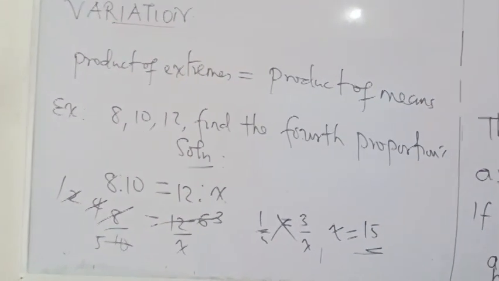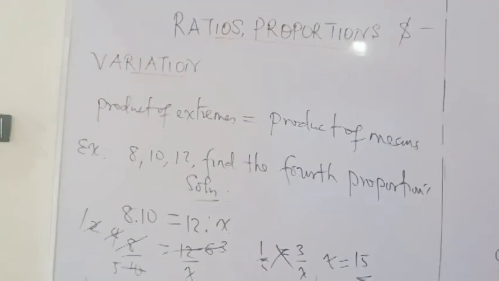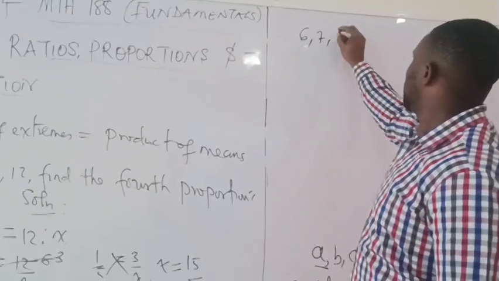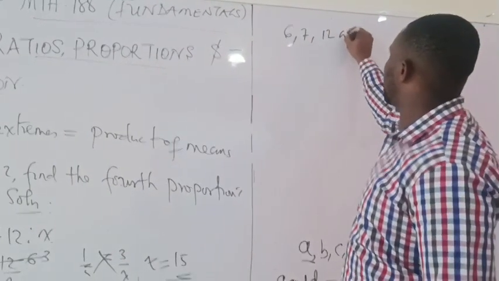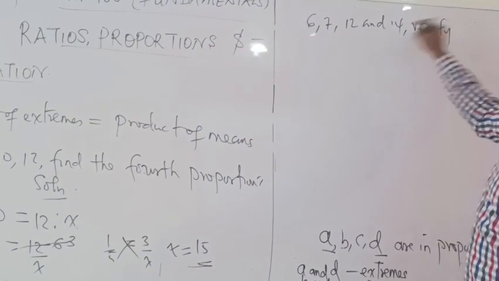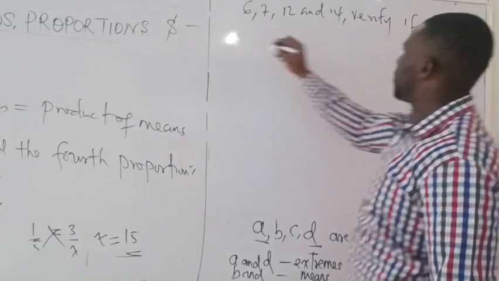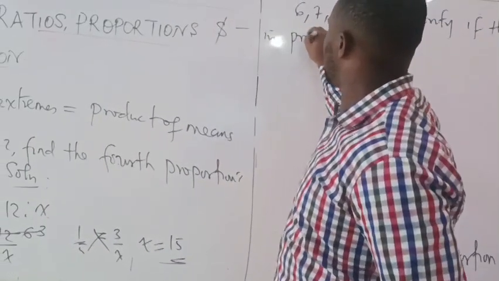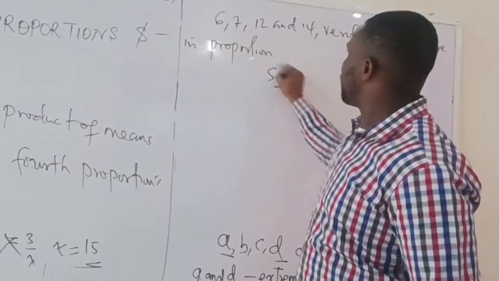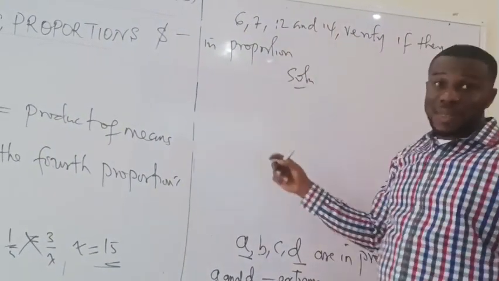Alright, now we'll do other examples in proportion. We'll do more examples in proportion. Alright, so given 6, 7, 12, and 14, just verify if they are in proportion. In other words, verify if we make this a pair of ratio and this a pair of ratio. Let's see if they are equal.